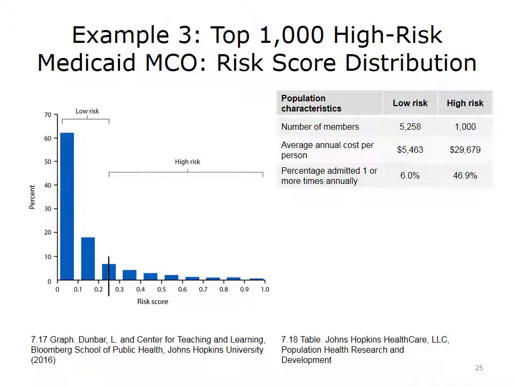1,000 chosen as high risk out of a total population of 6,258, and 5,258 in their low-risk population. These people who fell to the right of the cut point or cut line would receive intervention. The average annual cost of the low-risk population was $5,400, and only 6% of them had an annual inpatient admission. As opposed to the high-risk population, those 1,000 people had an average annual cost of almost $30,000 compared to $5,000, and 47% of them had been admitted to a hospital at least once in the past year.